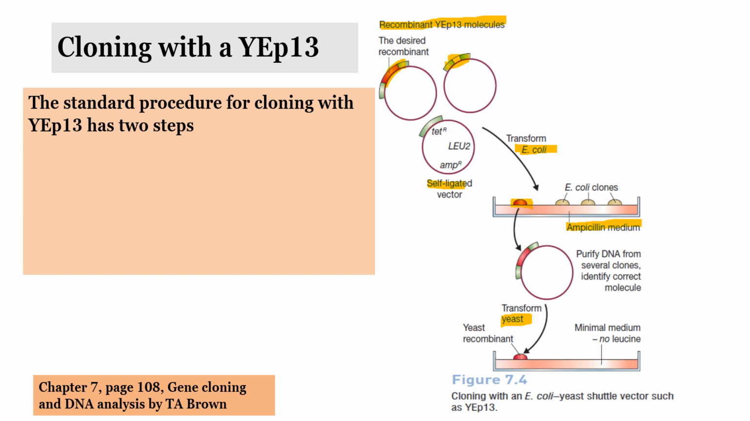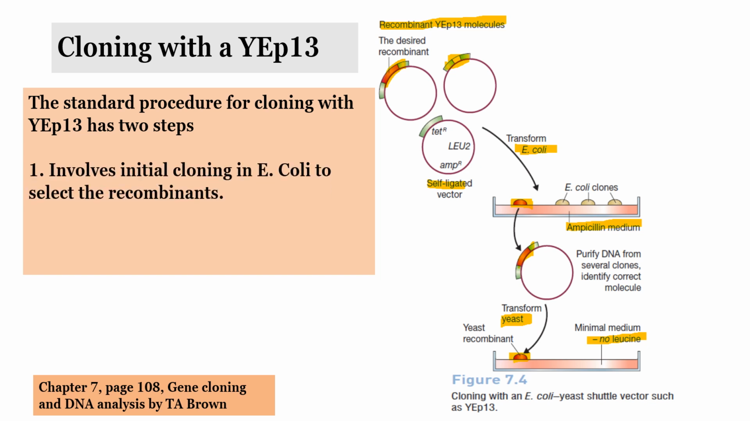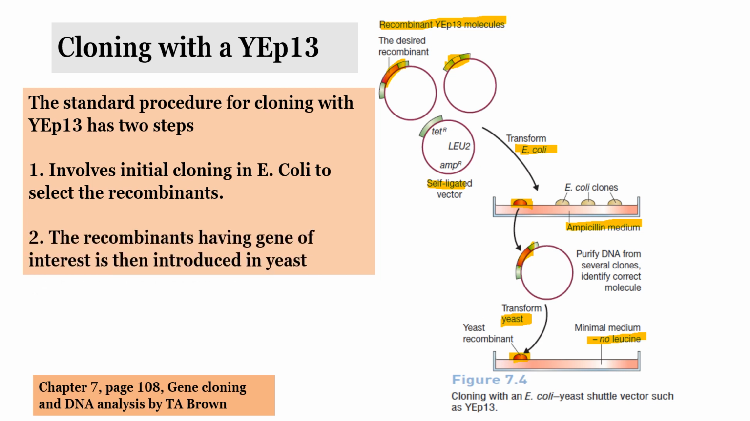Now we are going to isolate the plasmid from this clone and perform sub-cloning in yeast. Which yeast? The auxotrophic mutant yeast. Once we transform our yeast, we are going to select the transformed yeast on a minimal media that does not contain leucine, as we are using LEU2 as a selectable marker. So cloning with the YEp13 vector has two steps. First, the initial cloning in E. coli to select the recombinants, and then after we get our recombinants, we do the cloning in the yeast host.